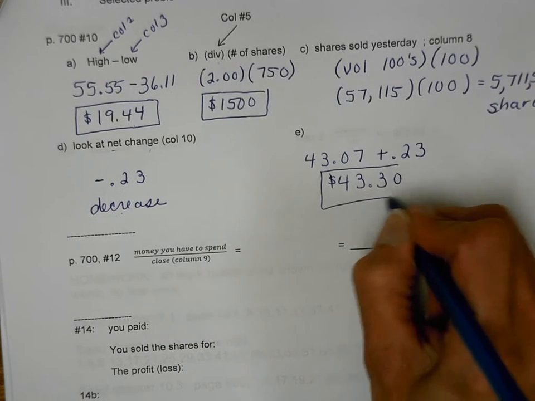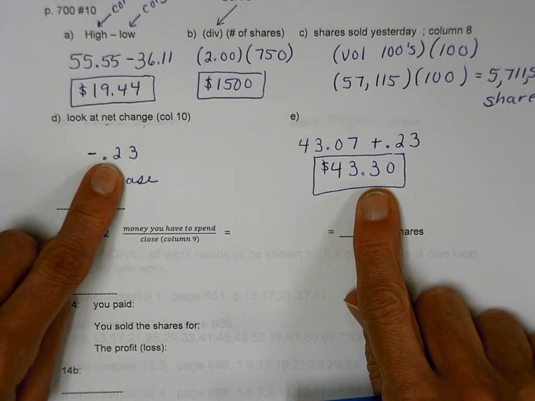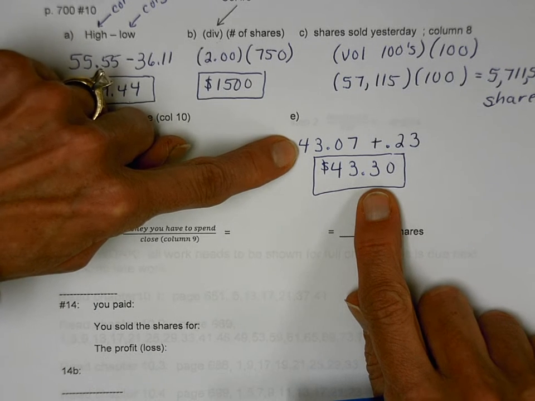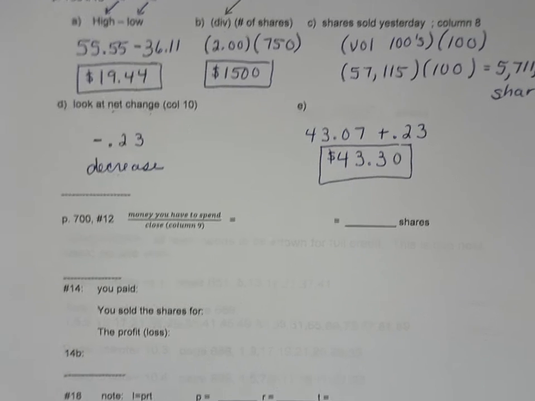Okay? And then it went down 23 cents, which gave us the $43.07. Okay? All right. And there we go. We are done with problem number 10. All right, that was so much fun. Let's do another one. Same page. Let's look at problem number 12.